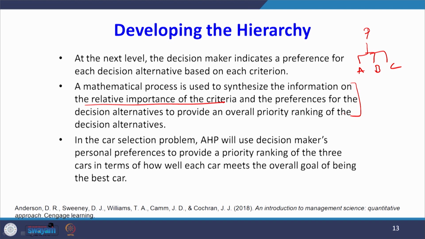In the car selection problem, AHP will use decision makers' personal preference to provide a priority ranking of 3 cars in terms of how well each car meets the overall goal of being the best car. The priority will change from decision maker to decision maker. For example, decision maker A may say something, decision maker B may prefer something. So, the priority will differ with the decision maker's personal preference. Another point here is that the mathematics behind this AHP is the matrix.